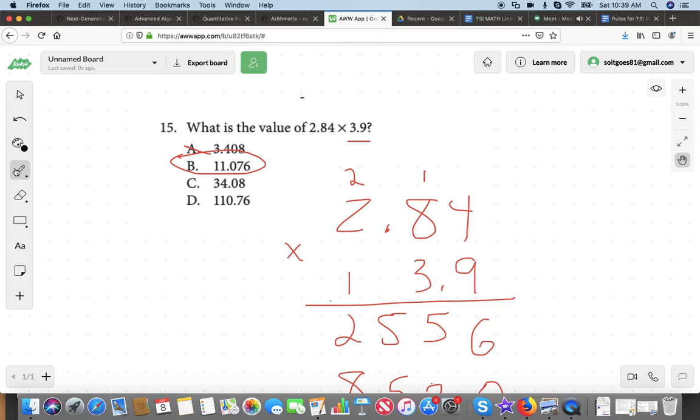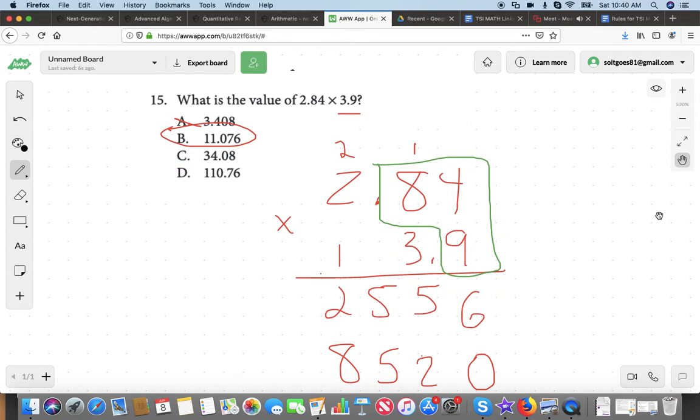Okay, now here's the key. We've got to find how many digits are to the right of the decimal point. And we have 3 digits to the right of the decimal point. So we're going to have to move 3 spaces to the left. 1, 2, 3. That gives us 11.076, which is answer choice B. All right. I'm going to zoom out a little. There we go.